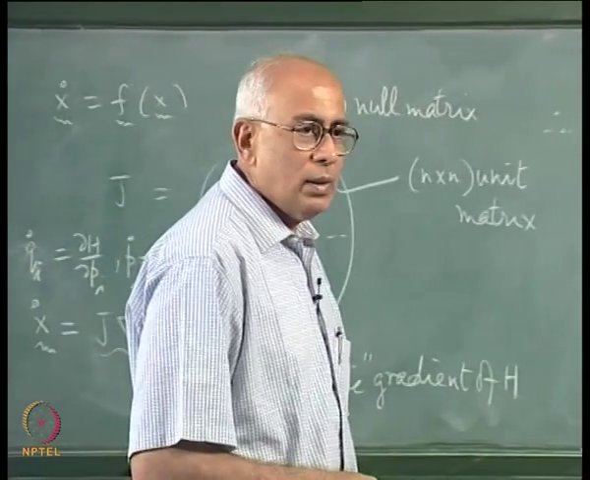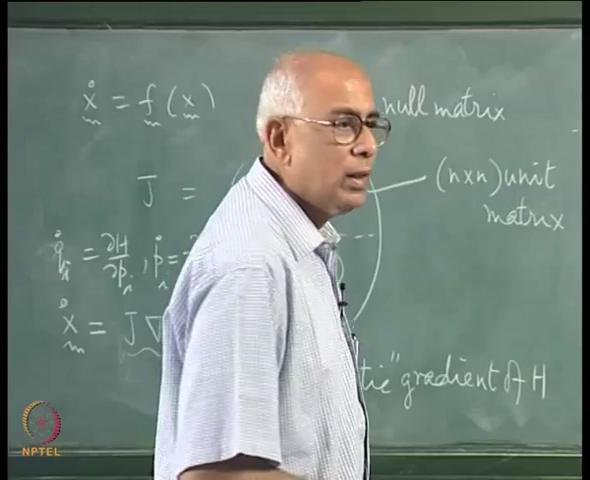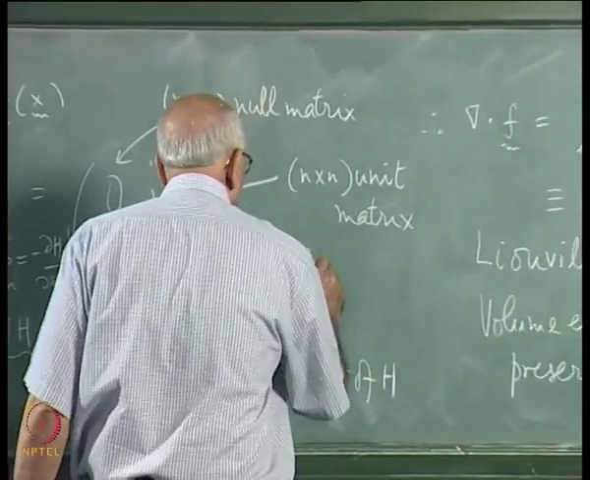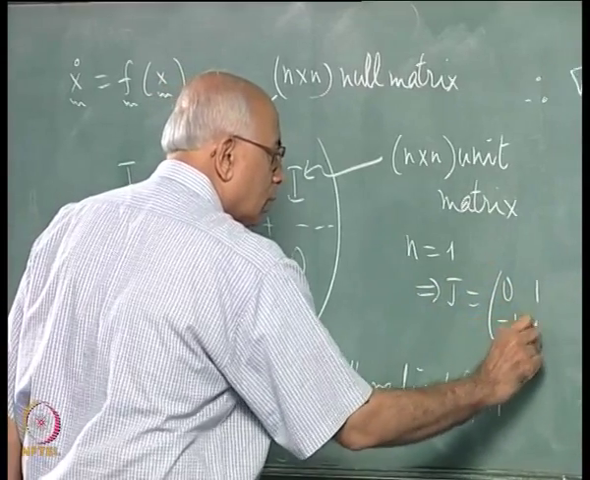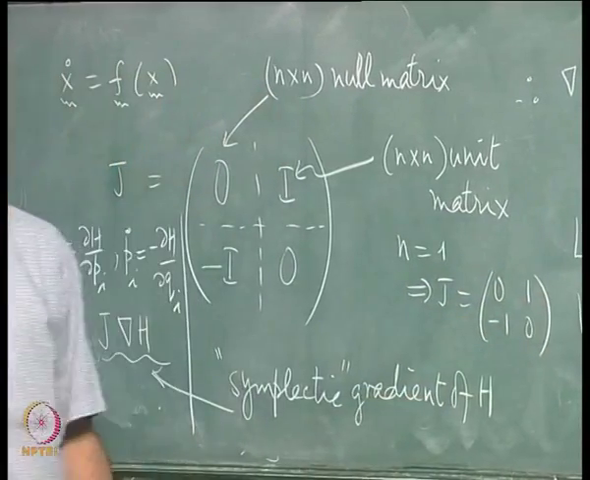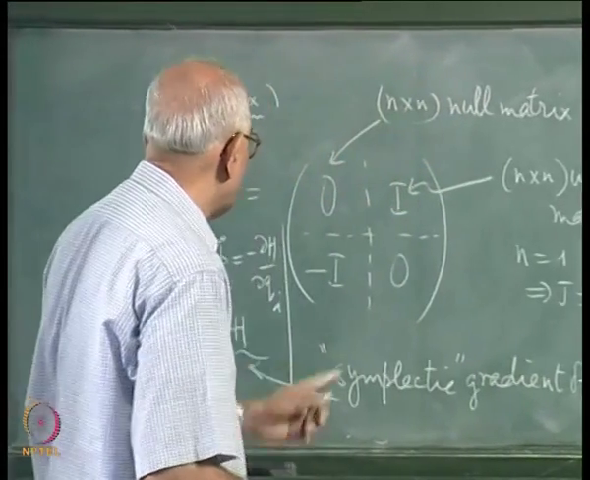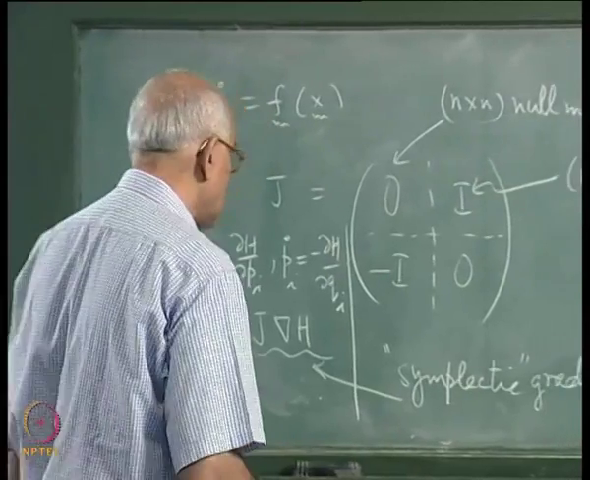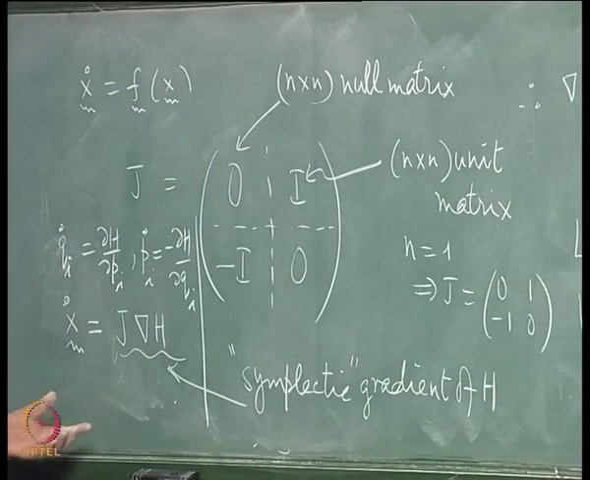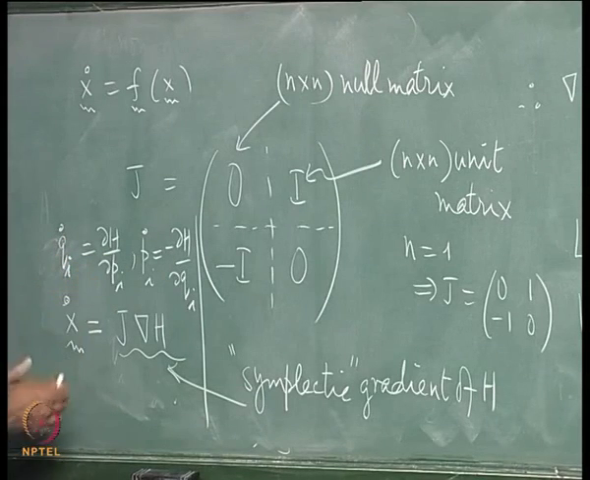Incidentally, when n is 1, then a large number of the properties become quite transparent, because then you have a 2 by 2 matrix, which is essentially for n equal to 1, J equal to 0, 1, minus 1 and 0, and of course you could square this very trivially. I leave you to figure out what J squared is, then we will look at some interesting properties of Hamiltonian systems in this language. The advantage is that it looks very much like a gradient system, so you can write these things down much more compactly in this form.